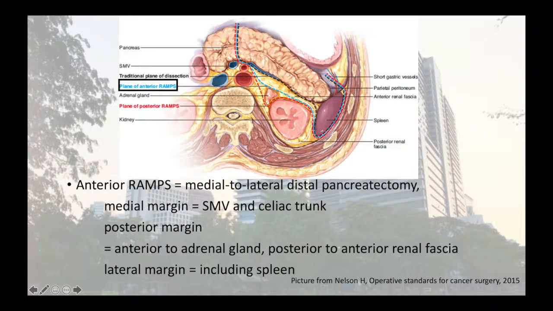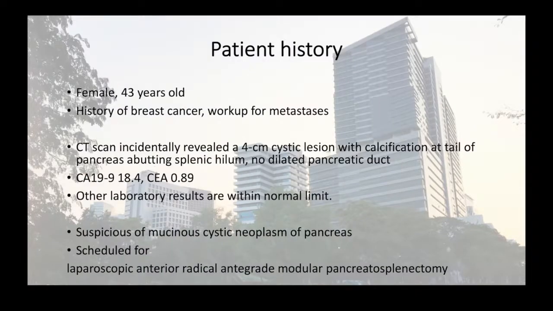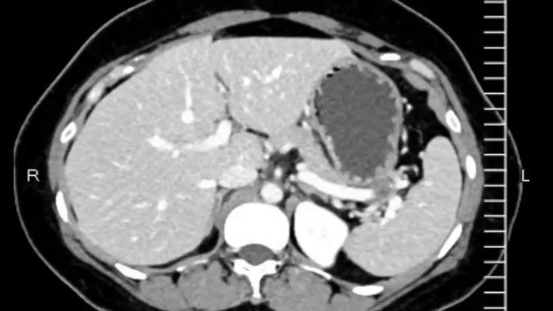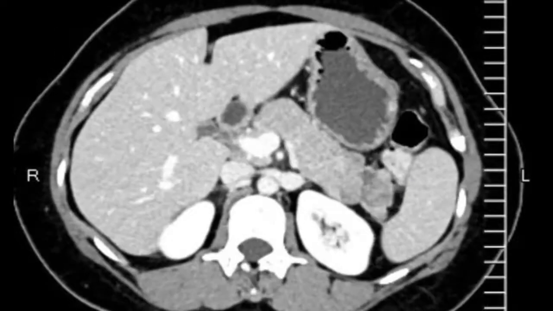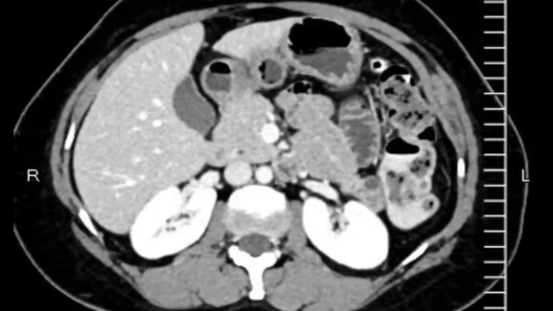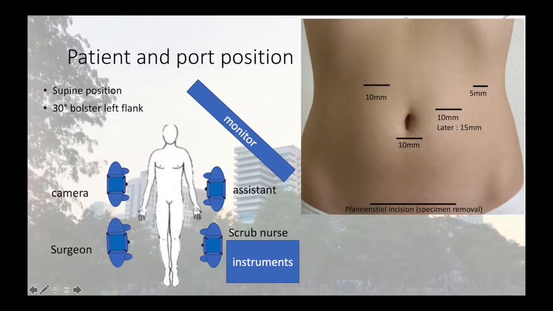the anterior renal fascia. The patient was a 43-year-old female who had performed a CT scan to work up metastasis for her breast cancer. The CT scan revealed a 4.5 centimeter cystic solid mass at the tail of the pancreas. Malignant cystic lesion could not be ruled out. Operating team position and port position was as figured.